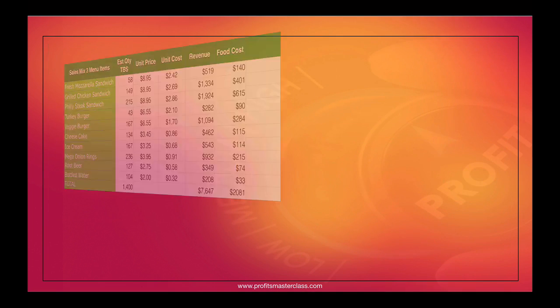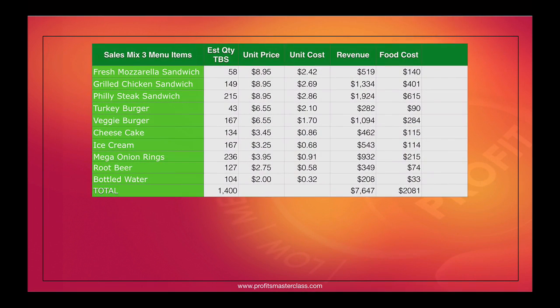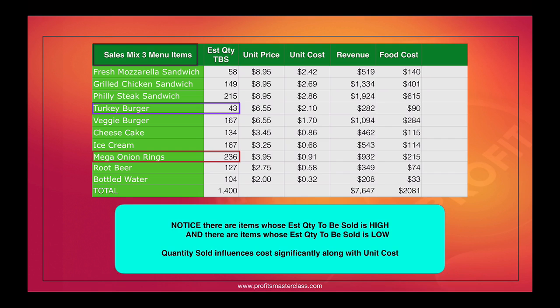Let us pick sales mix 3. You can pick any of the others too for an important observation about quantity sold, or in our example, the estimated quantity to be sold. Note that the turkey burger has the lowest estimated quantity to be sold, while mega onion rings has the highest. Quantity sold has a great impact on total cost in tandem with unit cost.